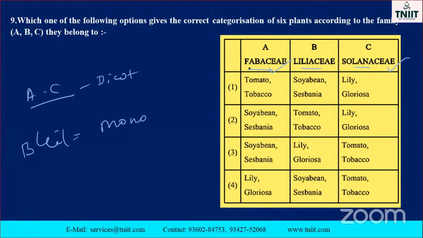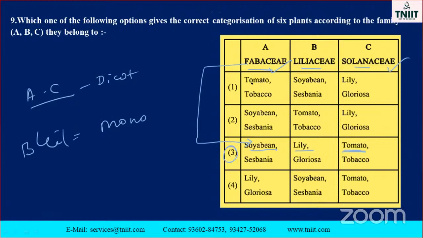See, Fabaceae already means leguminous plants. Soya bean is also a leguminous plant. About tomato, Solanum tuberosum, Solanaceae. Solanum tobacco. Okay, so for Solanaceae, this one is correct. In the Liliaceae family, lily comes, so this one is also correct. Soya bean, Hispania, these are all considered Fabaceae. So which option is this? This one is correct.